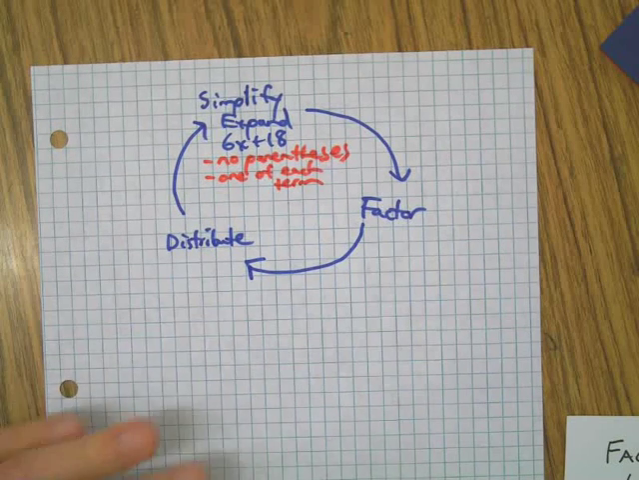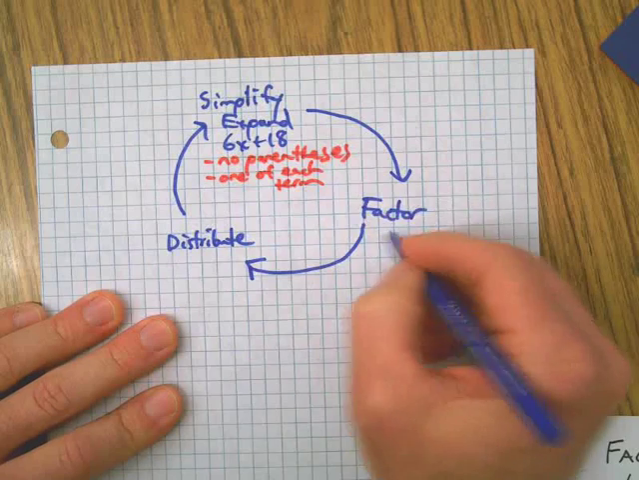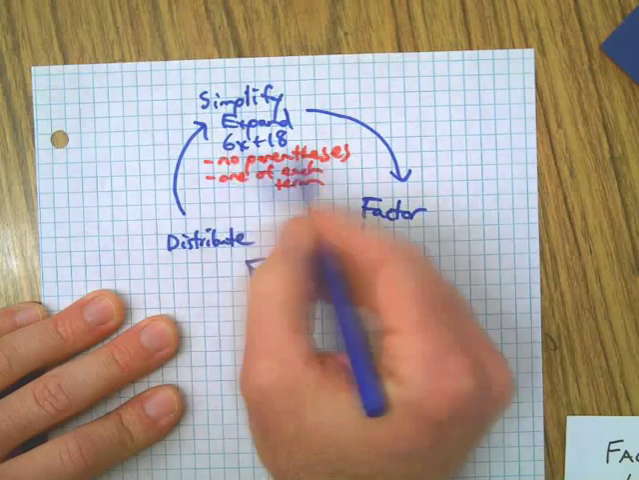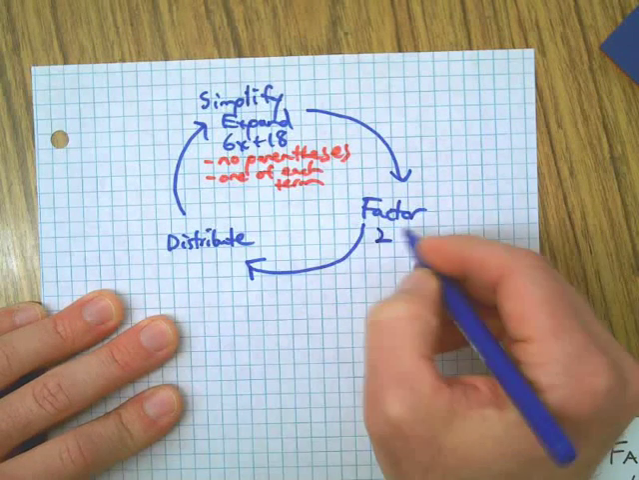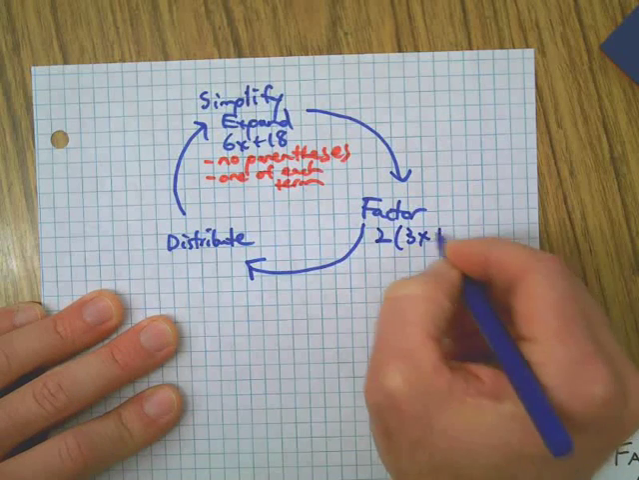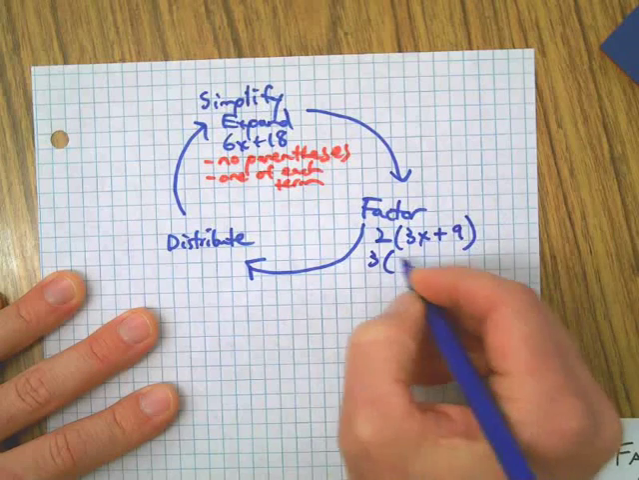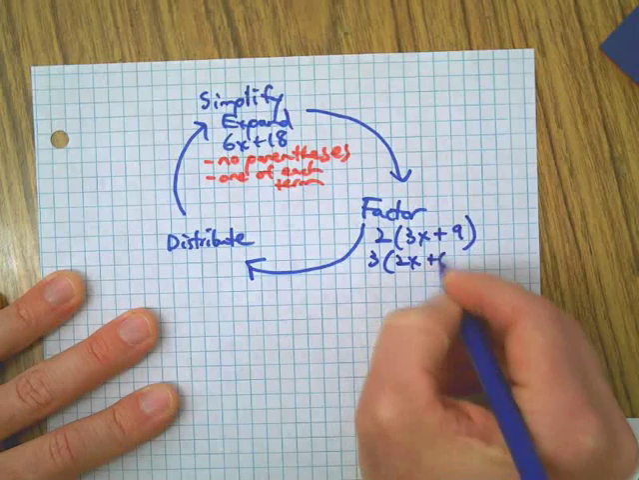Then, if I was going to factor that, that means I'm pulling a common factor out of both things. Like, for example, I could cut both of these in half. So 2 is a factor. 2 times 3x and 2 times 9 gets us there. We can factor this in a number of different ways.